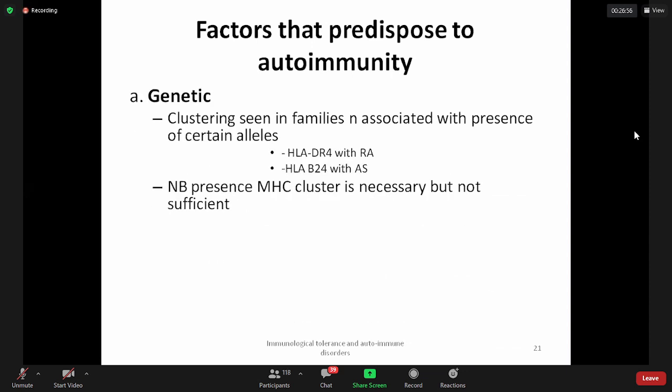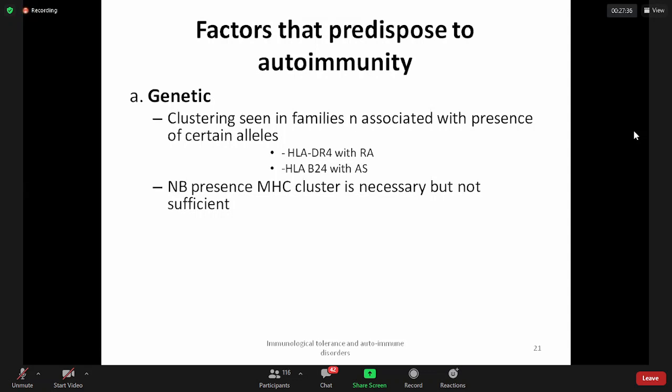What are the factors that predispose individuals to these autoimmune disorders? One of them is genetics. We know that familial clustering is usually associated with the presence of certain alleles. For example, if you find HLA-DR4, of course, these are MHC. People who have this allele, HLA-DR4, are likely to suffer from rheumatoid arthritis. So you end up with people in a family where everyone in that family has rheumatoid arthritis.